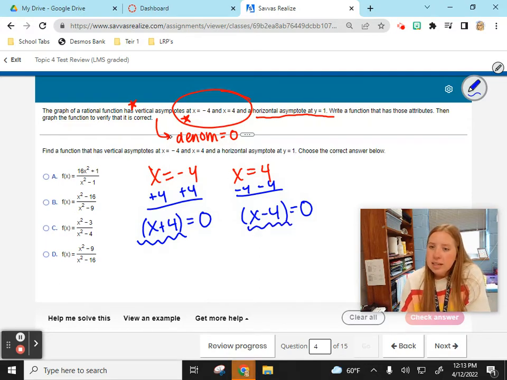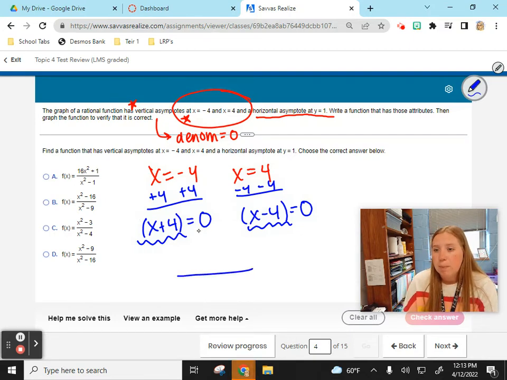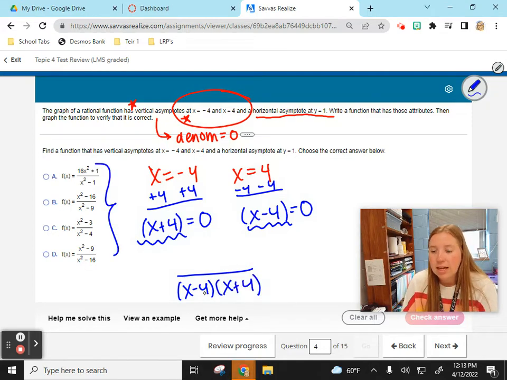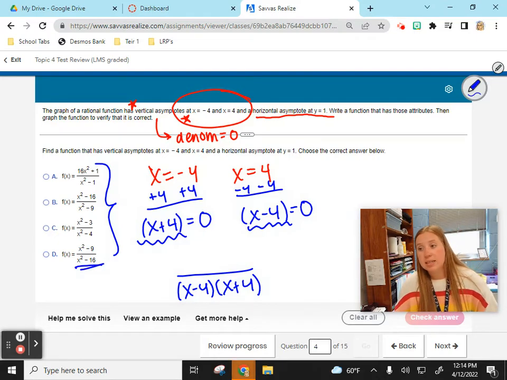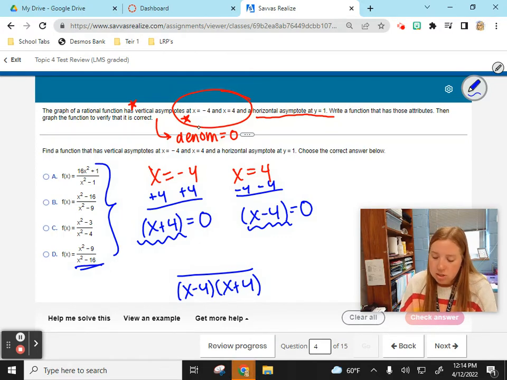And then I scan my problems and I don't see any of those written out. But imagine that they're both in the denominator. Which one factors as what we have here? And that's that x squared minus 16. Now, none of the other denominators say x squared minus 16, so I know right away that D has to be the correct answer. But let's just verify why it has an asymptote at y equals 1.